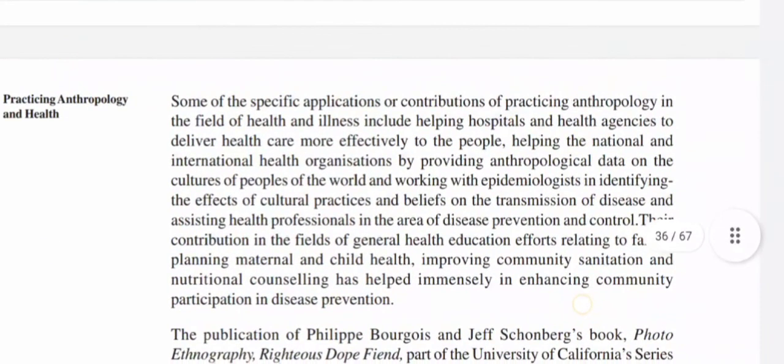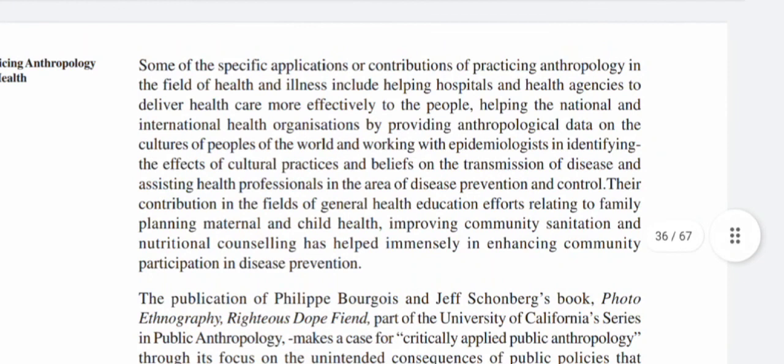Some of the specific applications or contributions of practicing anthropology in the field of health and illness include helping hospitals and health agencies to deliver health care more efficiently or effectively to the people, helping national and international health organizations by providing anthropological data on the culture of peoples of the world, working with epidemiologists in identifying the effects of cultural practices and beliefs on the transmission of disease, and assisting health professionals in the area of disease prevention and control.